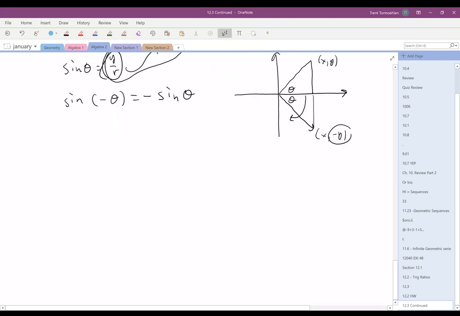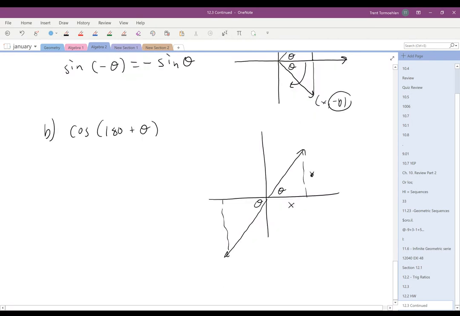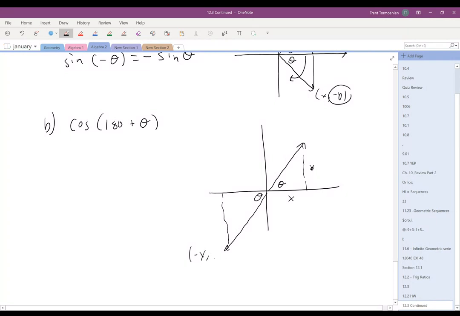One more example of these is if you have a problem like this, the cosine of 180 plus theta. And so again, we draw a picture. Cosine is going to be something like this, where this is x and this is y. And so 180 plus theta is going to be down here. When you add 180 degrees, that theta reference angle ends up being the same. And so that means our triangle can be the exact same, except that instead of x comma y, we'd have negative x comma negative y, and our radius would be the same.